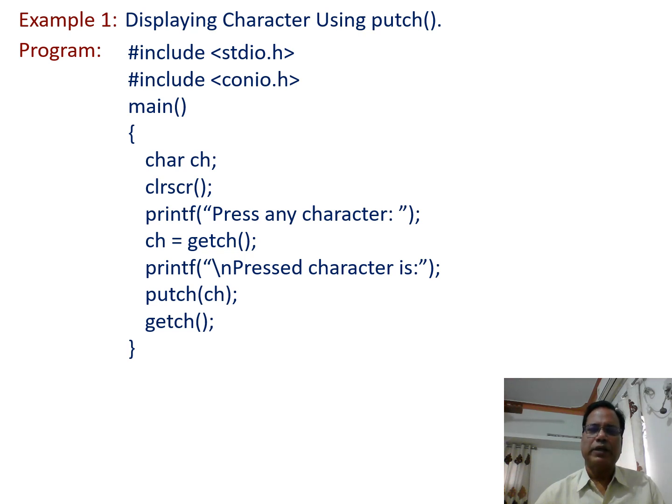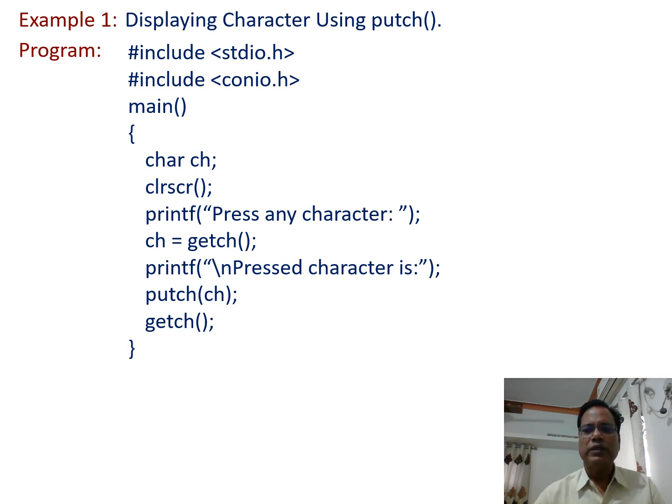Then clrscr. We are familiar with this function; it clears off anything previously written on the output screen. Then the printf function, "Press any character:". What is included in the double quotation marks gets printed on the output screen, and reading this we press a character. The next statement, ch equals getch, gets that pressed character and stores it in the character variable ch.